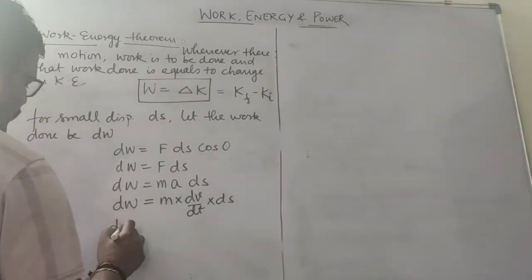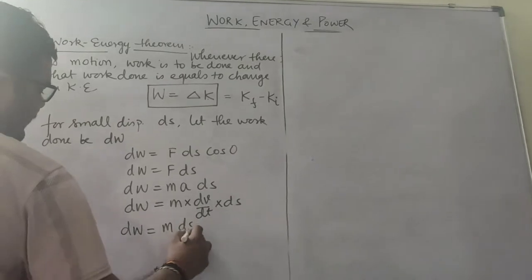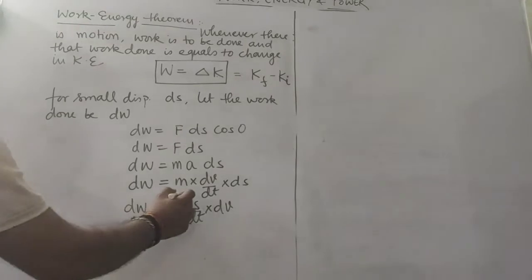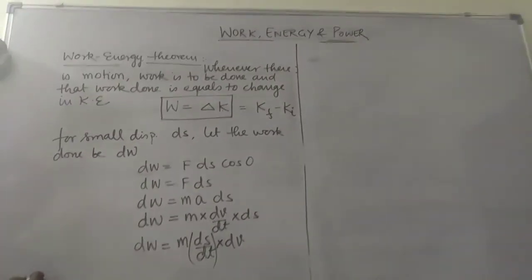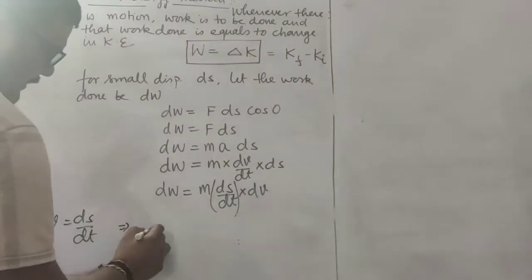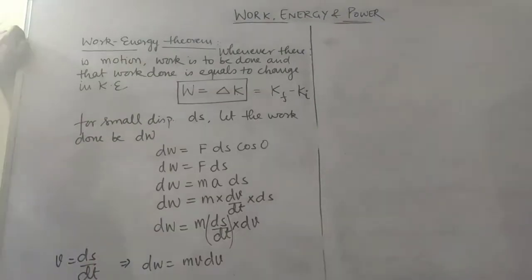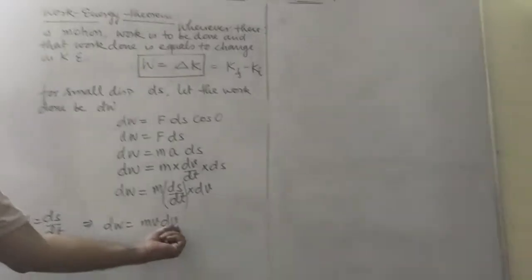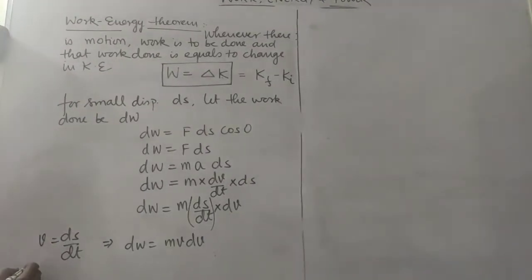So this dW is equal to m dv by dt ds. Now v is equal to ds by dt, the rate of change of displacement, which implies that dW is equal to m v dv. Now you can see that for a small velocity change, a small work done is there. Now for total work done you need to integrate.